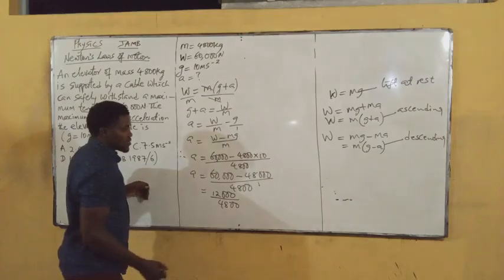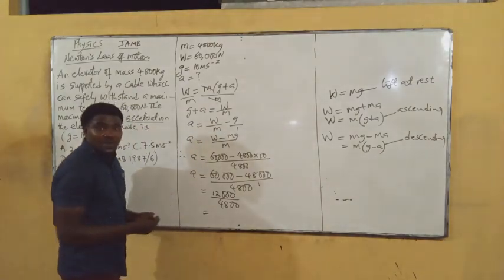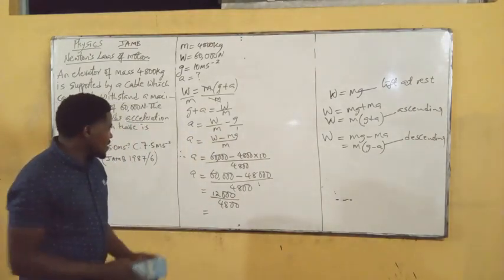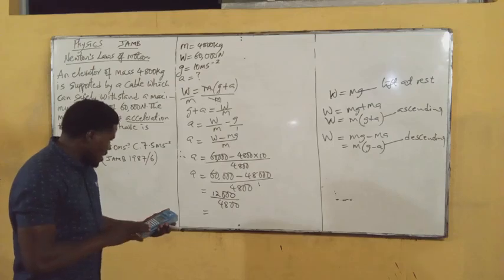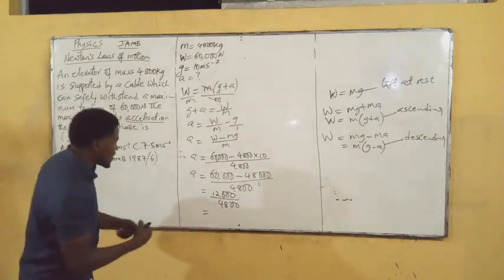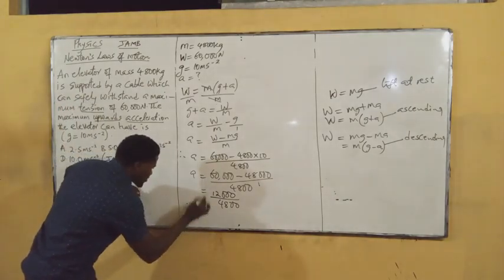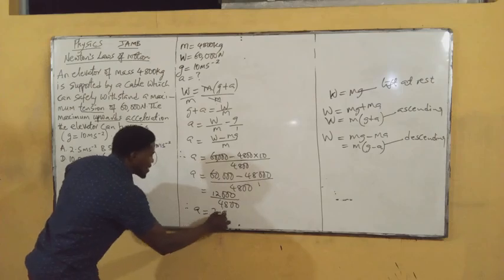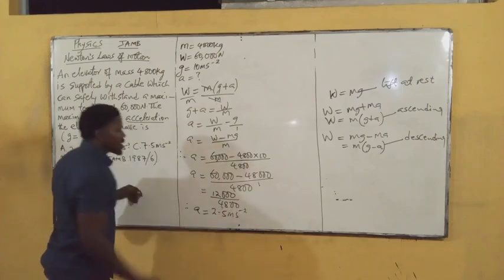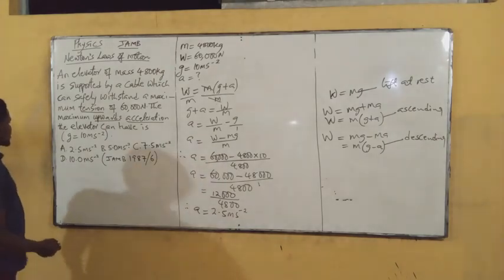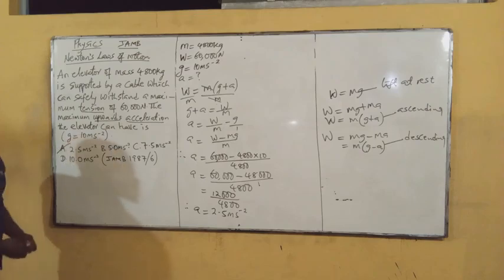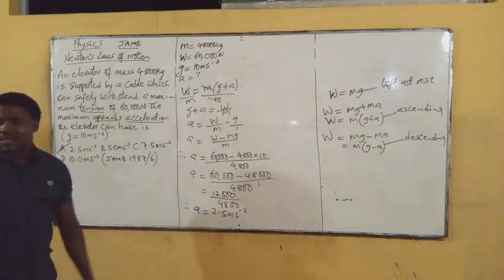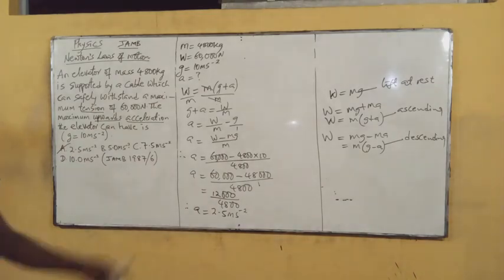Now, since I have my calculator here, I can just go straight to the value, that's 12,000 divided by 4,800. This will give me 2.5, which is my a. Acceleration is equal to 2.5 meters per second squared. I will go to the option, which is option A, 2.5 meters per second squared. You can see how interesting this question is, and this is what they expect you to do.